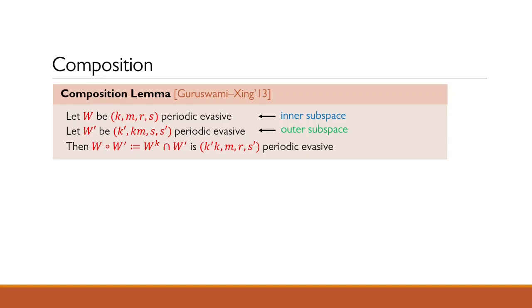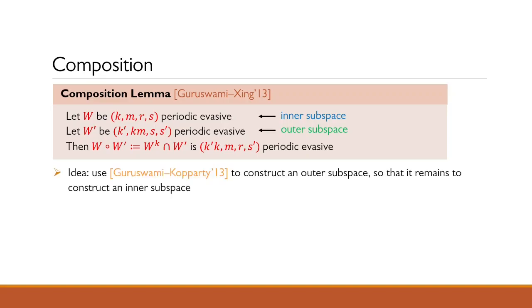Given the composition lemma, we could use the construction of Guruswami and Kopparty to construct an outer subspace, so that we reduce the problem of constructing the BTT evasive subspace, or periodic evasive subspace, to the problem of constructing an inner subspace. And this reduces the parameter k to O(log k).